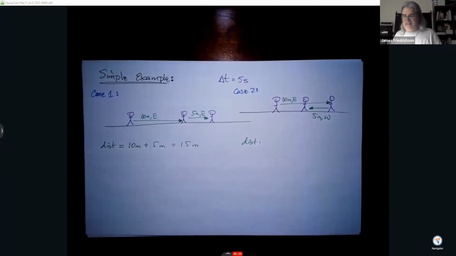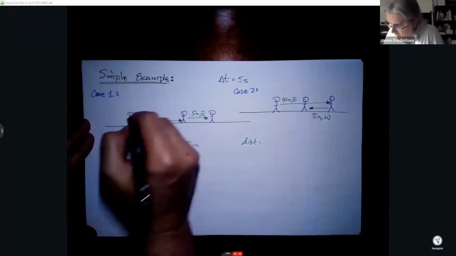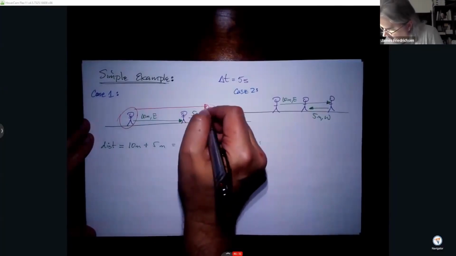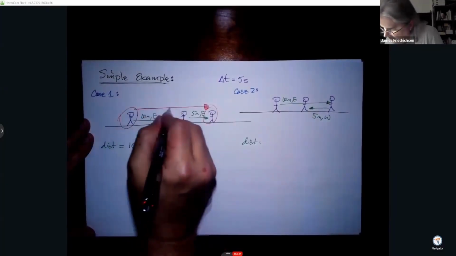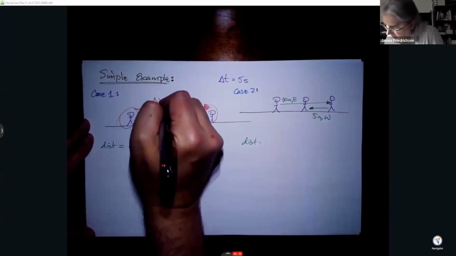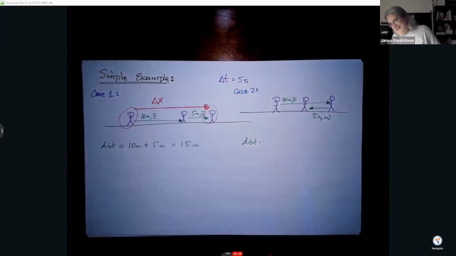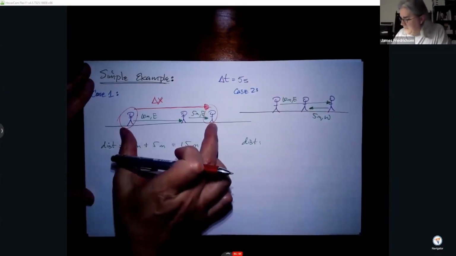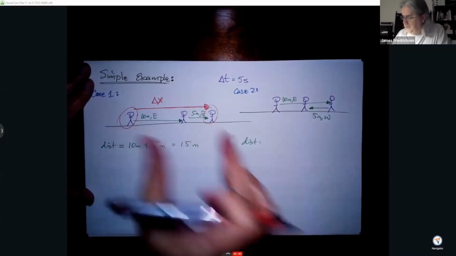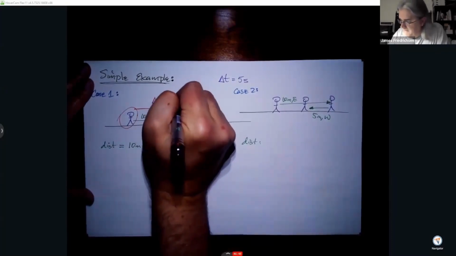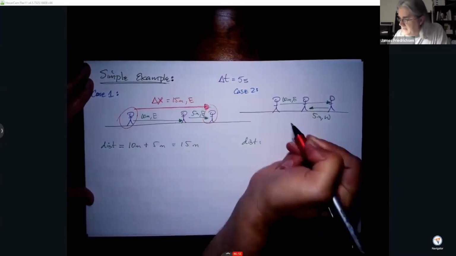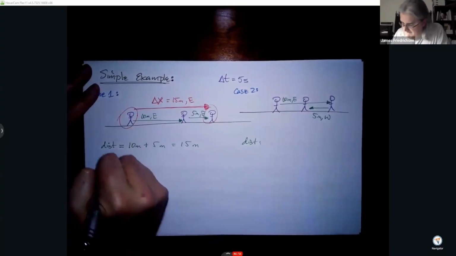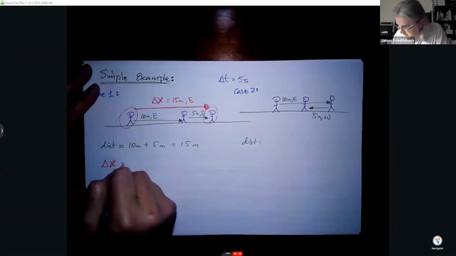And then we could go in and talk about our displacement. Now, that displacement vector is going to go from where they started to where they end. I don't care how they actually moved. It's that shortest directed distance that goes from here to here. The symbol we use is a delta x. And we can take a look at that: the magnitude of that displacement is 15 meters, and the direction is going to be east. Okay.